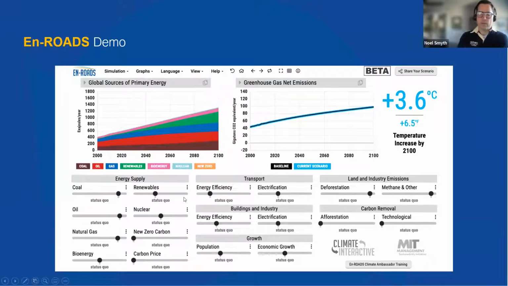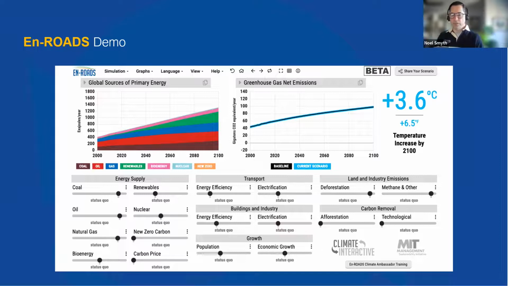So we're using a powerful climate simulator tool called ENROADS. ENROADS helps people learn about and assess the impacts of different approaches to addressing climate change. It is powered by the best available research on climate science and solutions. It's transparent: all of the equations and model assumptions are open source. It's dynamic: the assumptions are adjustable. And it's fast, running in real time.